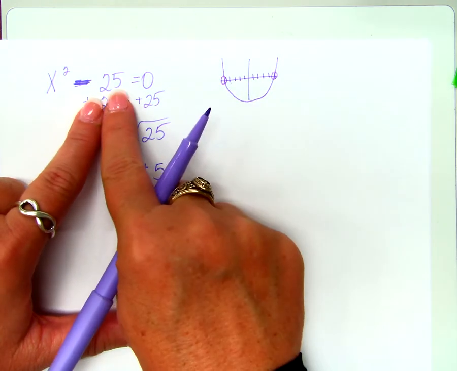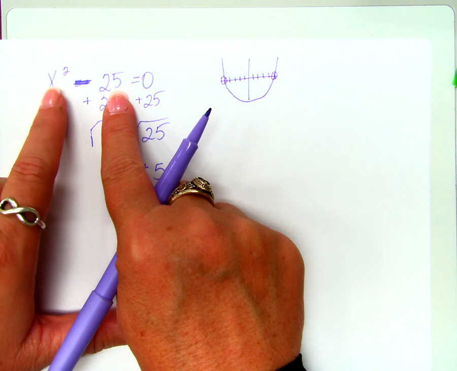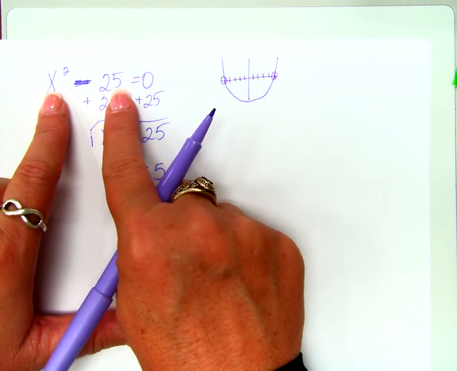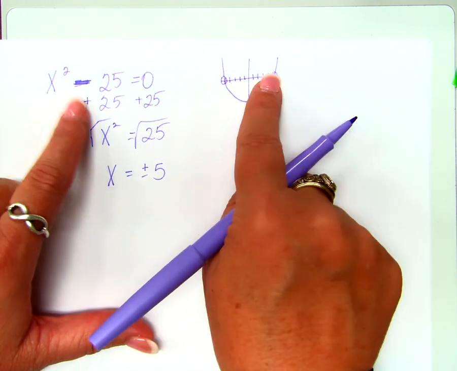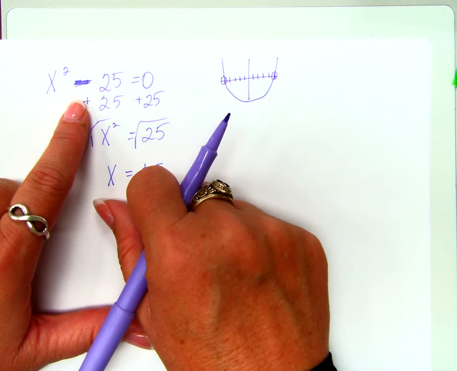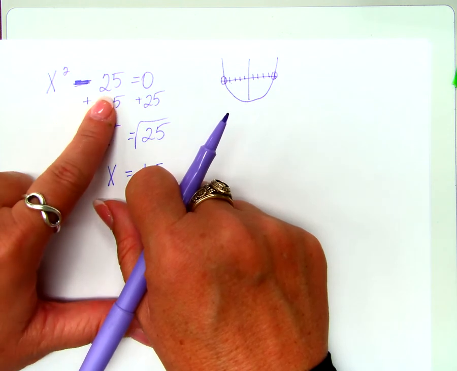Thinking transformationally, isn't this just the parent function that shifted down 25? That's all it is, right? So you know it's going to cross the x-axis twice, and it's going to cross at negative 5 and positive 5.